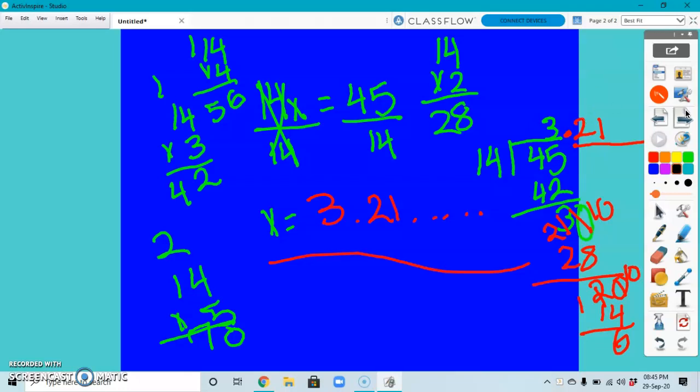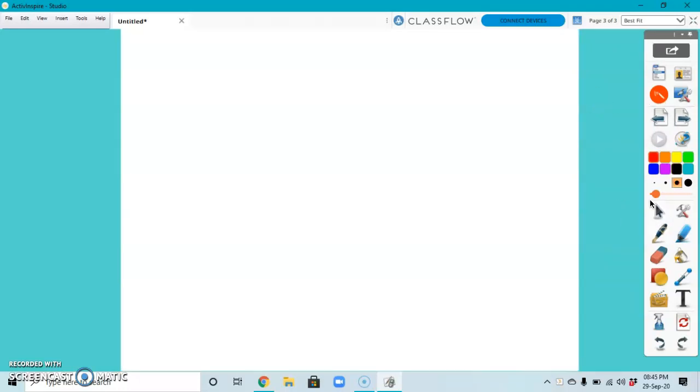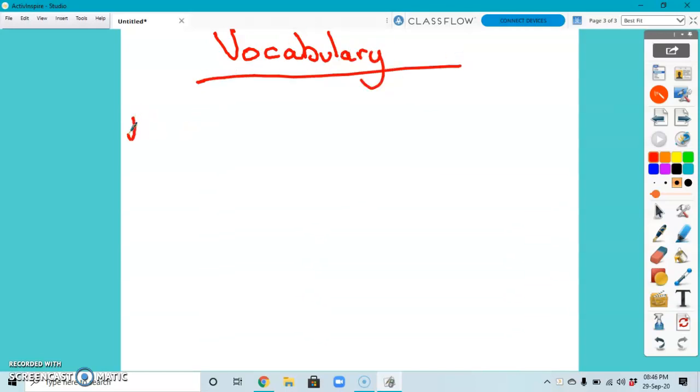So, right now, I'm going to give you the quick vocabulary words that have been used today. Vocabulary. So, your vocabulary has been reciprocal, and your other ones have been inverse or opposite.